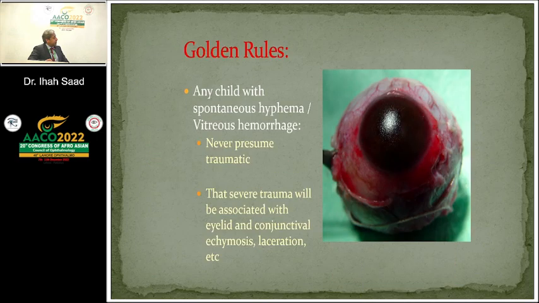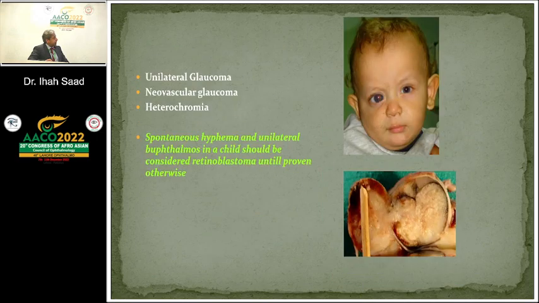In here, the skin examination of the child clinched the diagnosis and made the recurrence of hyphema a lot less frequent than usual. So this patient had a unilateral ophthalmos. There is no such thing as unilateral ophthalmos. Ophthalmos is a bilateral disease, and he was operated on for glaucoma.